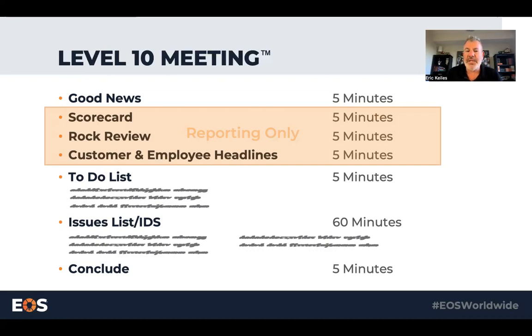IDS, 60 minutes of problem solving. The first thing we're doing is we're creating an issues list. All the obstacles and challenges that we have in front of us right now, we want to get out on the table, group together in a list, and have waiting ready for us to discuss.